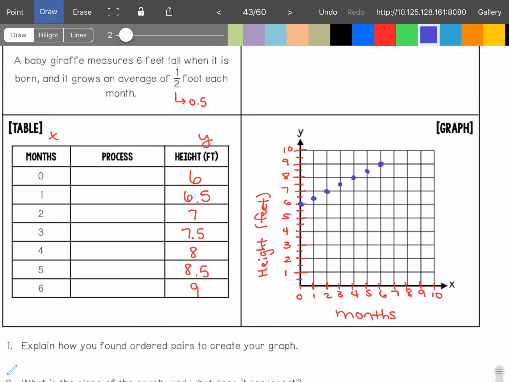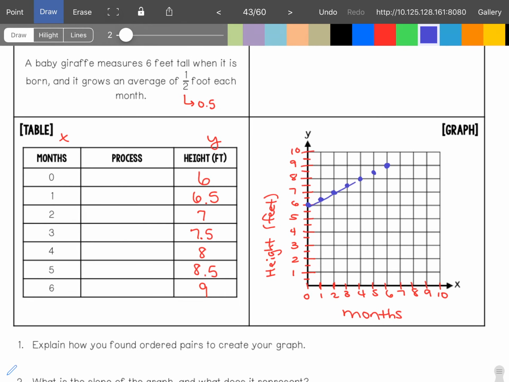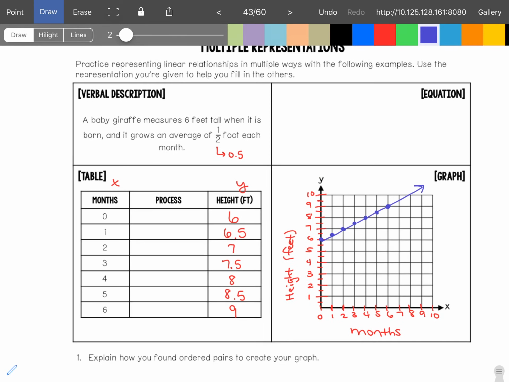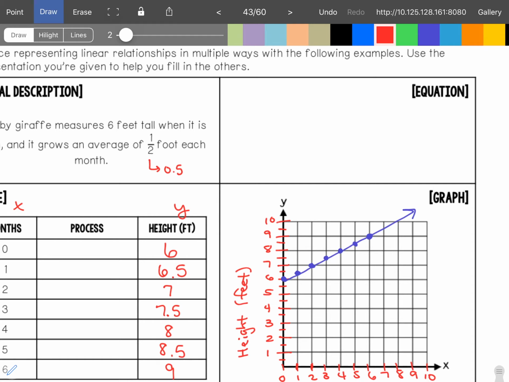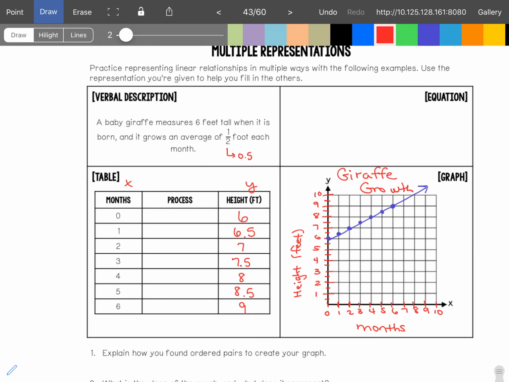9. Very good. Now, we could keep going, but we're done with our data, and so we're just going to draw our little arrow here that shows the growth. We should probably label that too, actually. We could call this the giraffe growth, maybe. Okay, all right, we do still need to fill in the process here.